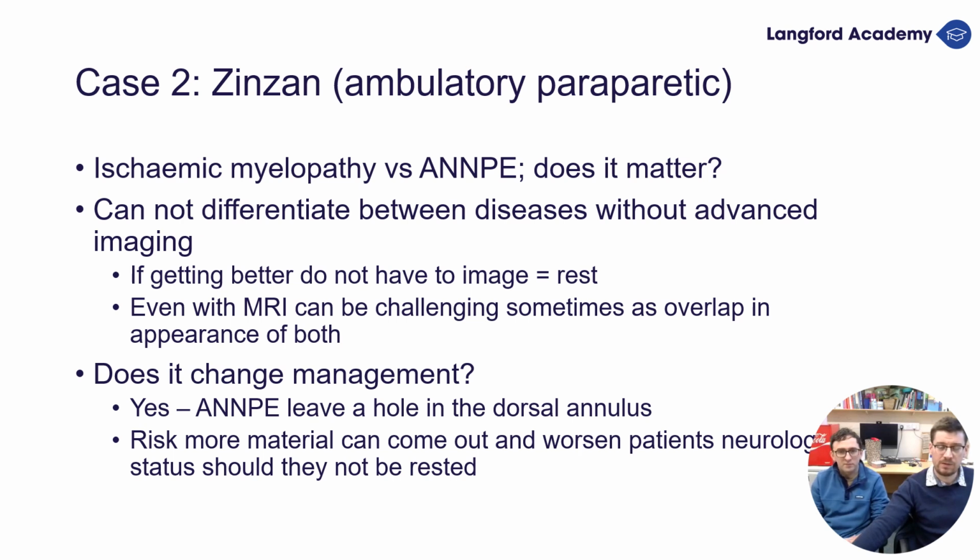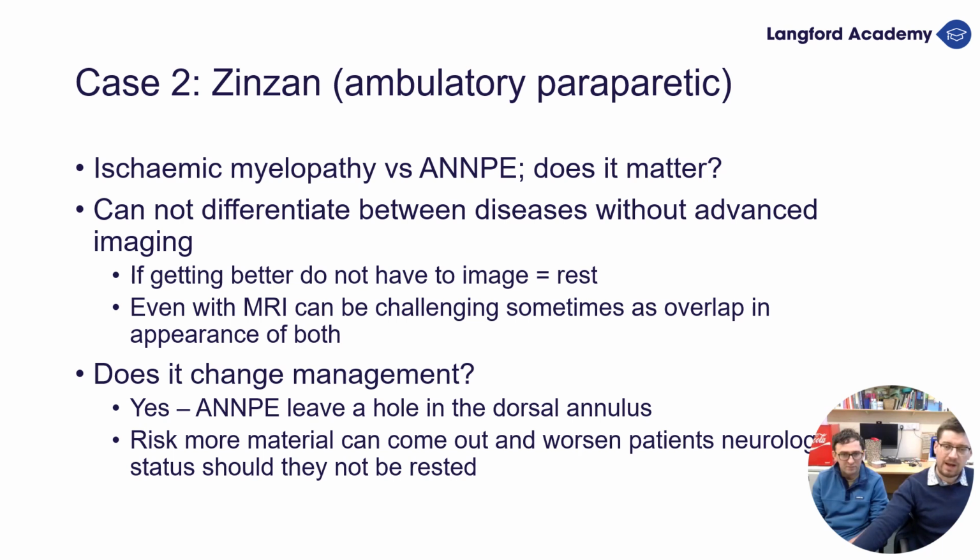So does it matter which of these two diseases he has? Does he have an ischemic myelopathy or an ANNPE? It's really difficult to differentiate between these based on the history. You would need advanced imaging, and even with an MRI it can sometimes be really challenging to differentiate between an ischemic myelopathy and an ANNPE. If these animals are getting better, you don't have to image them, you can just rest them. Does it really change the management for them? Possibly.